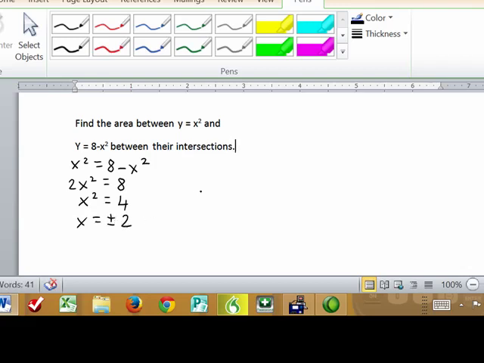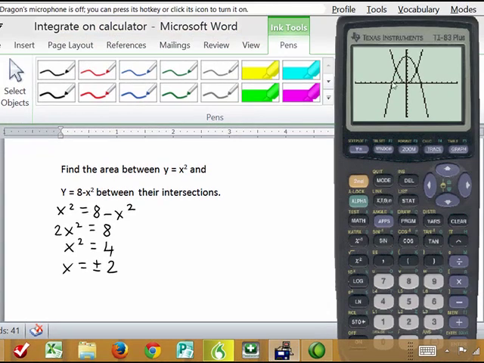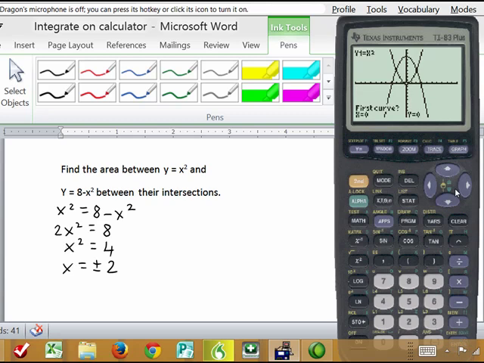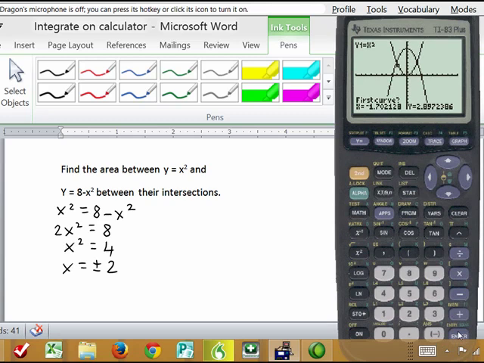Those are the intersections. If you look at the graph and you find the intersection, right here that's x equals negative 2. We can verify that by going second trace, going down to intersect, hitting enter, and then scrolling across the intersection, and we're going to hit enter, enter, enter, and you see it comes out with negative 2. And similarly for the other intersection. So we want to find the area between these curves from negative 2 to 2. So how do we do that?